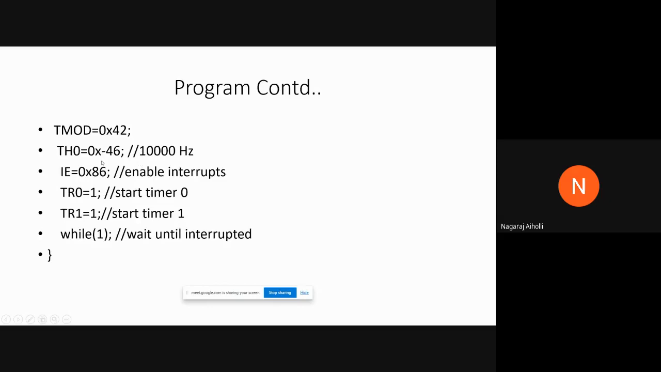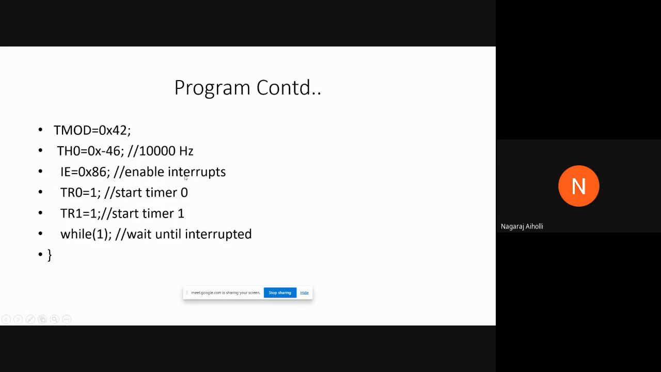Okay, we understood how to find this starting value, minus 46. Either the starting value is stored as minus 46, which is the count value, or the starting value is obtained by subtracting this 46 from FF. If we do FF minus the count value, that is 46, then we'll get the starting value to be stored in TH0. That is one way of storing the starting value. Or another way is to store this value itself, minus 46, in the TH0 register. Then IE is equal to 0x86.